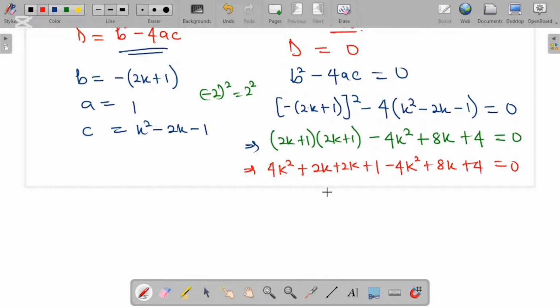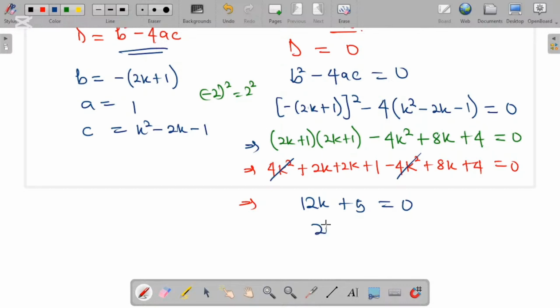So what's that now going to be? We try to simplify what we have. 4k squared will cancel minus 4k squared. Then the k terms will collect themselves. 2k plus 2k is 4k, plus 8k is 12k. It's not 12,000. No. It's just normal k. So 1 plus 4 will now be 5. And everything is equal to 0.